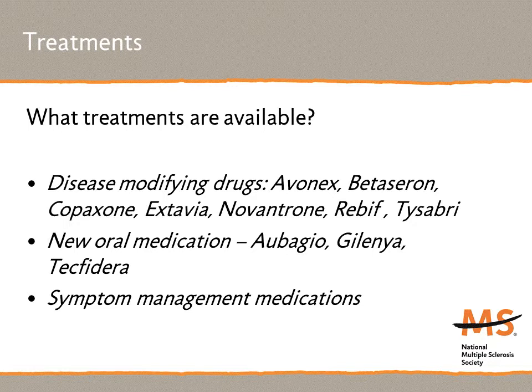Current disease-modifying treatments are Avonex, Betaseron, Copaxone, Exdavia, Novatrone, Rebif, and Tysabri. And new oral medications are Aubagio, Gilenya, and Tecfidera. There are also medications used to manage symptoms. Some examples are Ampyra, which works to improve walking in MS, and Baclofen, which works on spasticity.